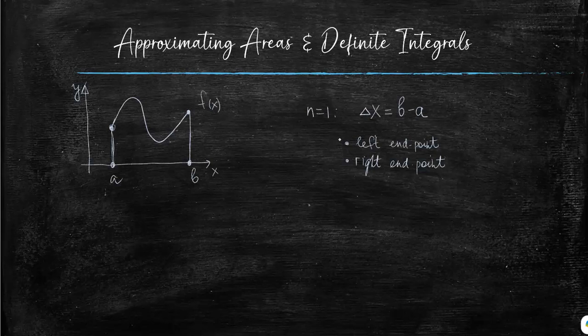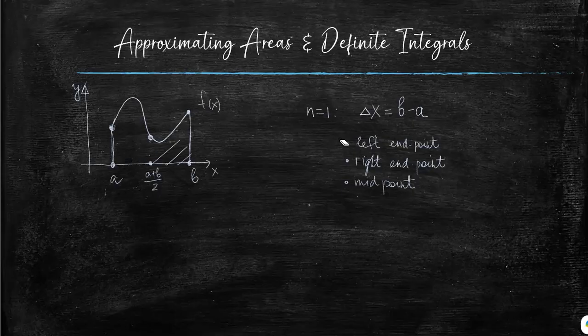Alternatively, we can use a midpoint, so we can find the average of A and B, find the output of the function at that point, and then use that rectangle and its area to approximate the area under the graph. And this method would be referred to as midpoint approximation.